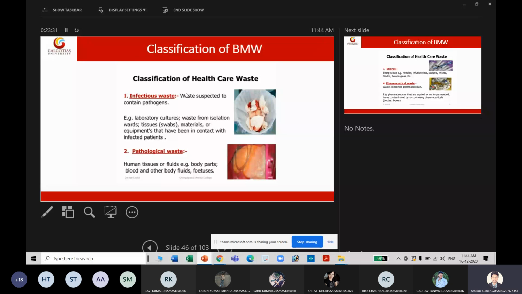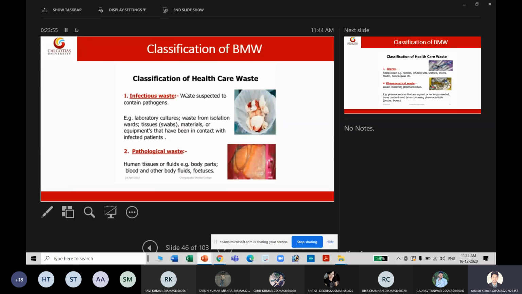Viruses, bacteria, parasites, and fungal spores. Sometimes they will say prions, but let us exclude prions here. Okay, all right. So these are the infectious waste. So where do we get infectious waste? Infectious waste is generated from laboratory cultures.